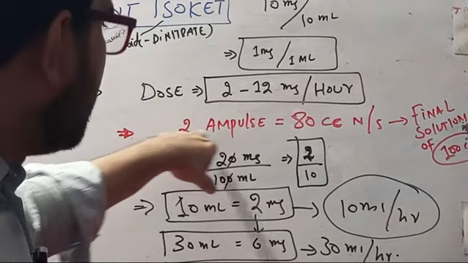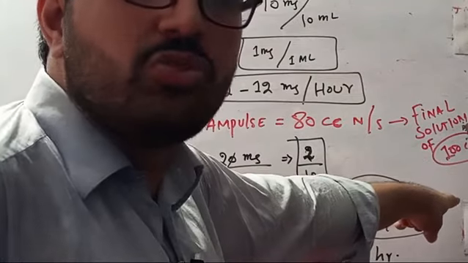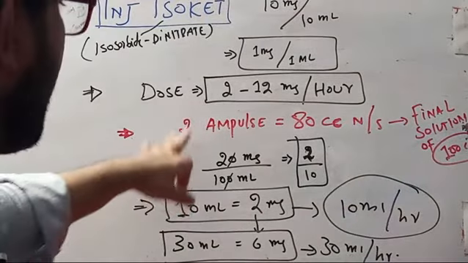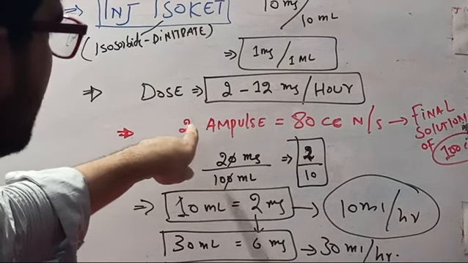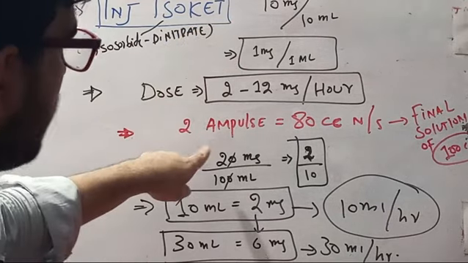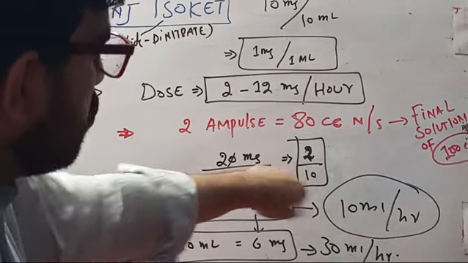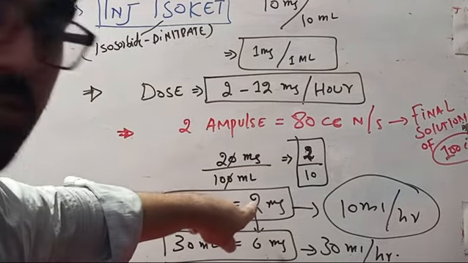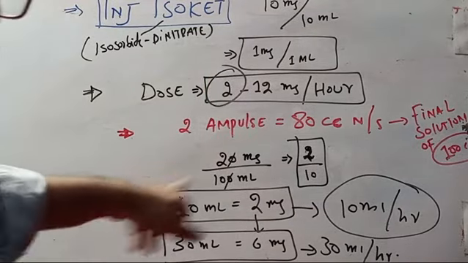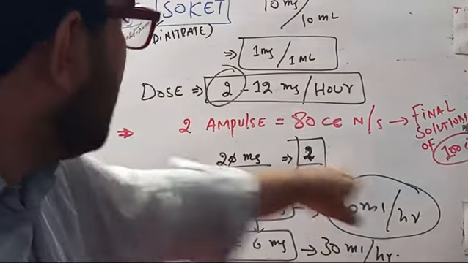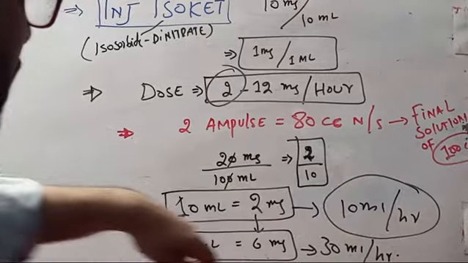Now if we put 2 ampules in 100 cc normal saline, we will get a final solution of 120 cc. So there will be confusion in the calculation. Now we are having 20 milligram in 100 ml, because 1 ampule is 10 milligram, so 2 ampules are 20 milligram. So 20 milligram in 100 ml, 0 cancels with 0, so 2 by 10. So the 10 ml contains 2 milligram, and our dosage requirement is 2 milligram. So if I start with 10 ml per hour, I will get the 2 milligram. So the usual starting dose is 10 ml per hour.